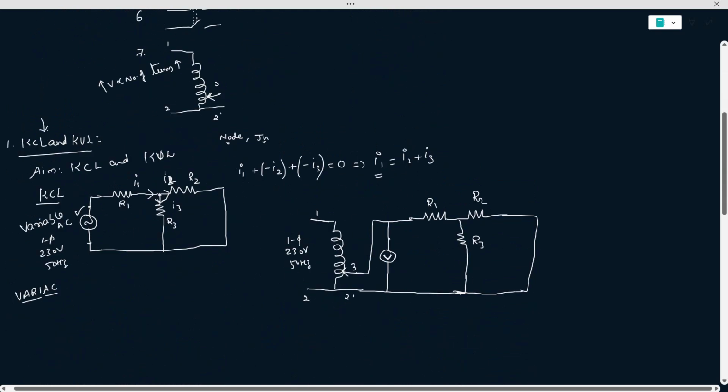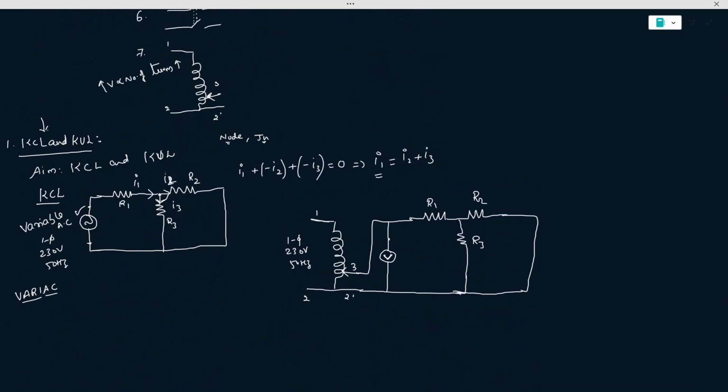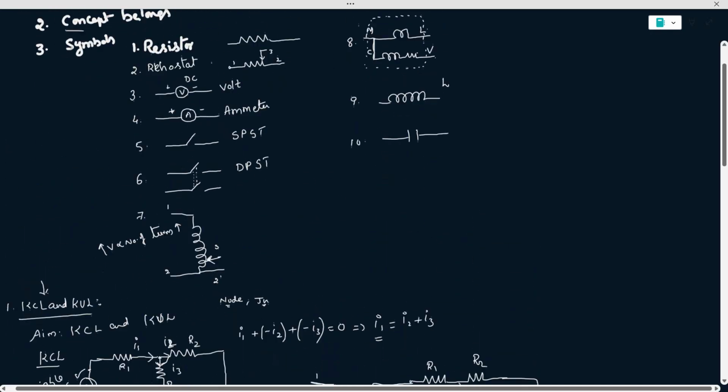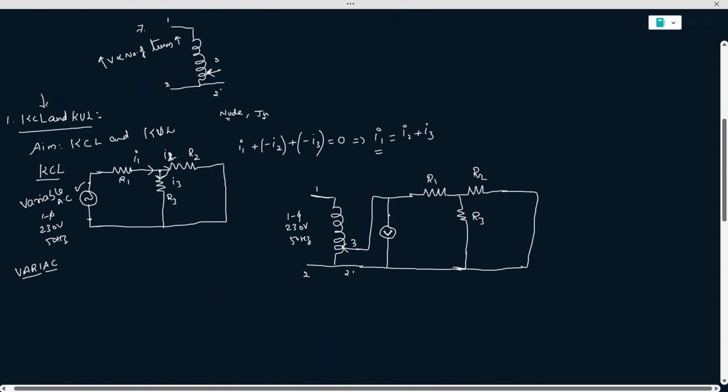Now, according to the concept, I need to measure the currents in individual elements. So what should I do? I need to place an ammeter in series with each element. One point we need to keep in mind is that a voltmeter is always connected in parallel, and an ammeter is always connected in series with the element to measure the respective parameters. So we need to place ammeters in series with R1, R2 and R3. So how could we place that?